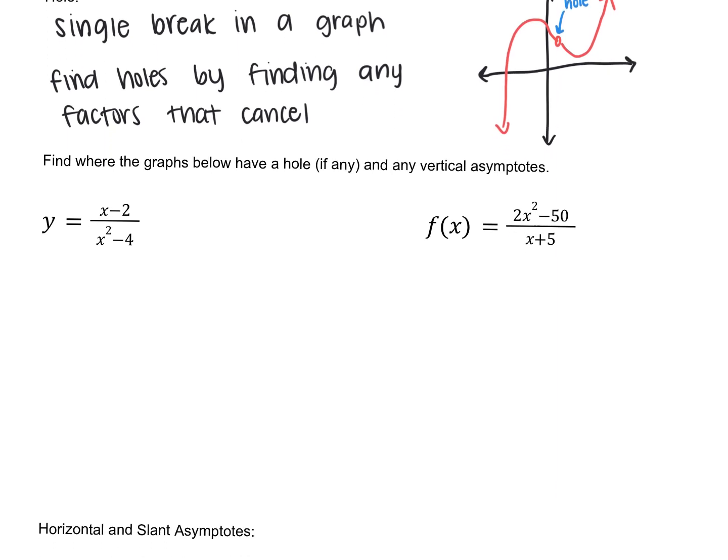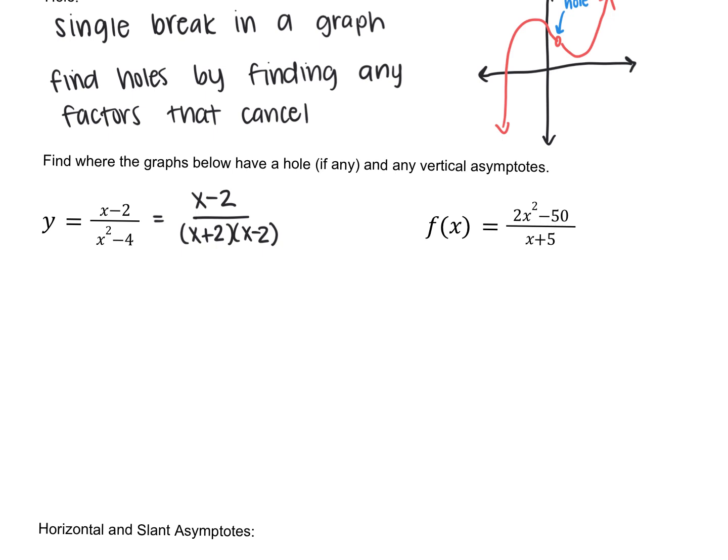So we're gonna figure out where a graph has a hole, if any, and then we'll also find any vertical asymptotes. So for our first example, we have y equals (x minus 2) over (x squared minus 4). So my first step is to go ahead and put my equation in factored form. My numerator doesn't factor, but my denominator is going to factor as (x plus 2)(x minus 2).